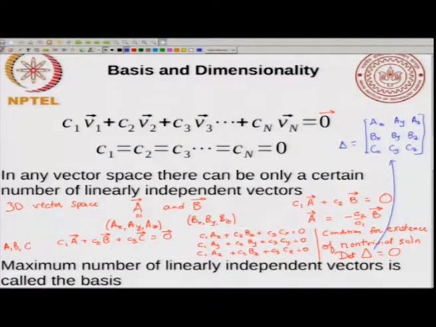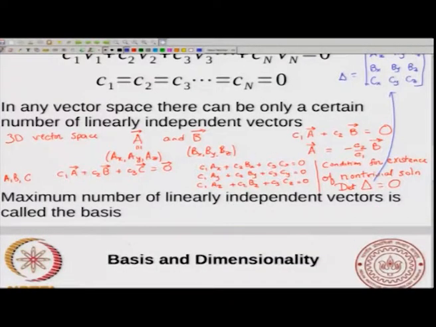And you can do this for all vector spaces, you can check linear dependence or independence. Now, the maximum number of linearly independent vectors is called the basis. So, if instead of having just A, B and C, you had a fourth vector D in 3-dimensional space, then you would have 4 equations. If you had A, B, C and D, then you would have C1, C2, C3 and C4, and you would have 4 unknowns and 3 equations.